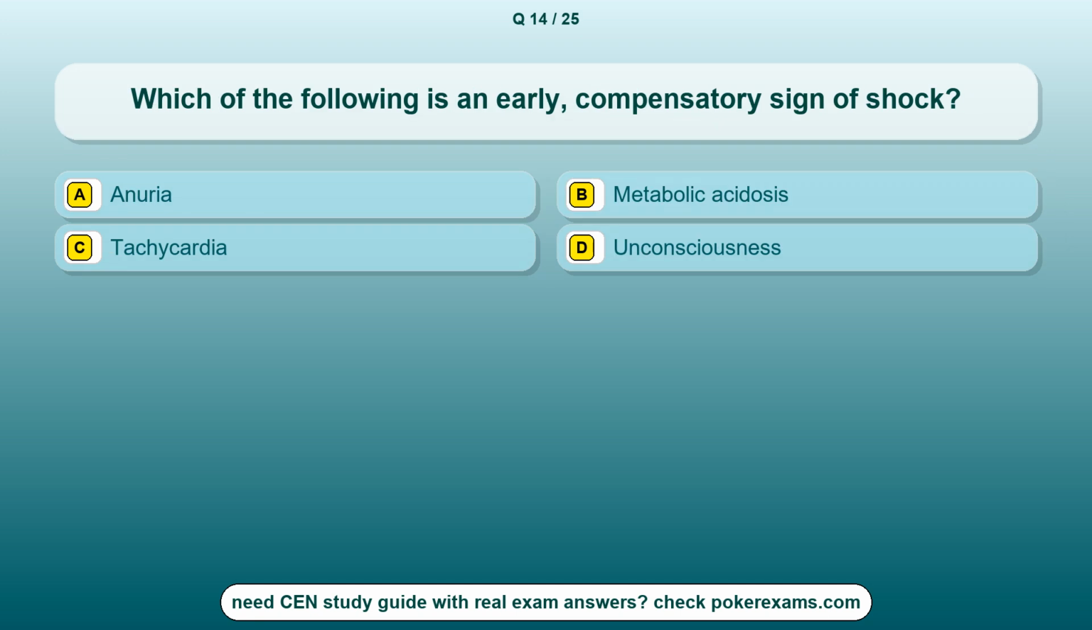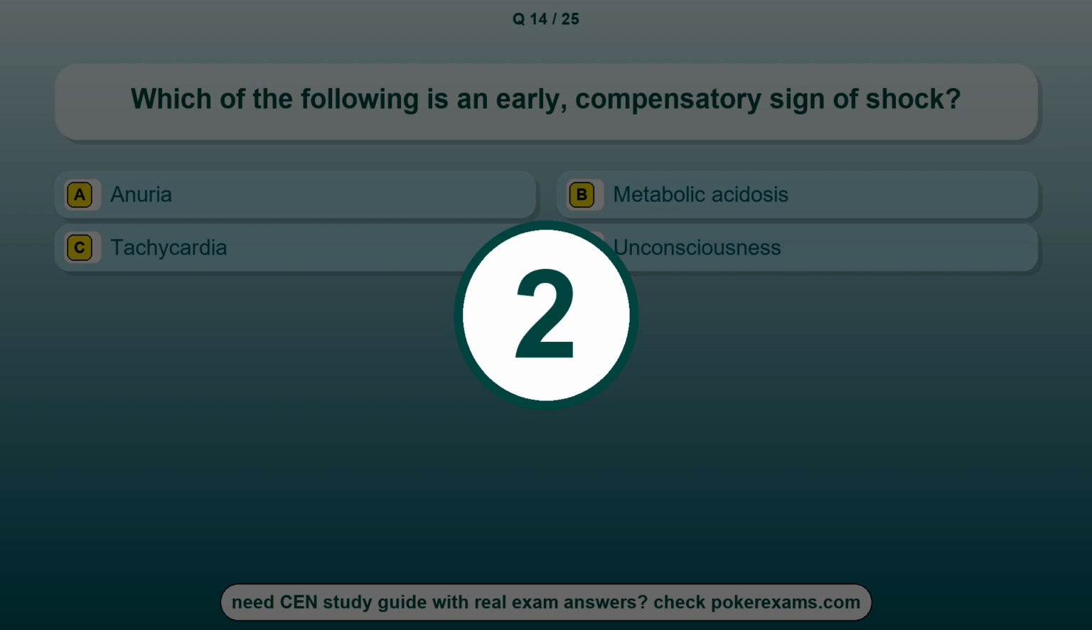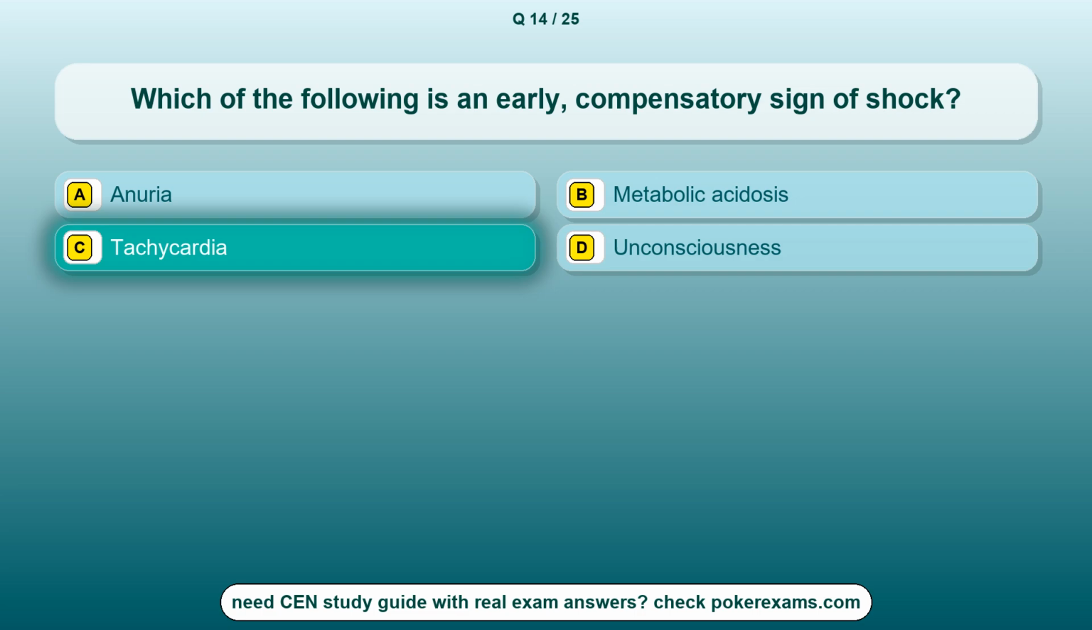Question 14. Which of the following is an early, compensatory sign of shock? Option A, anuria. Option B, metabolic acidosis. Option C, tachycardia. Option D, unconsciousness. The correct answer is option C, tachycardia.